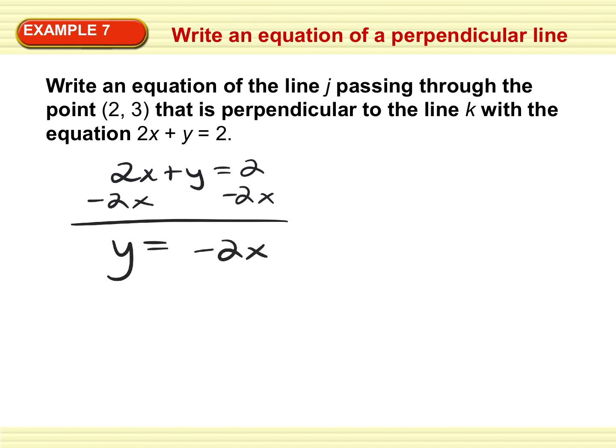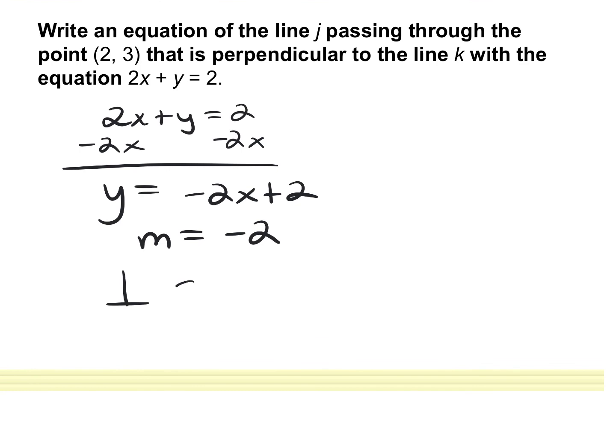And the slope of line K here is -2x plus 2. So my slope is -2. But I want a perpendicular slope, so I need to make it opposite sign and reciprocal. So the m that I'm going to be using is +1/2.